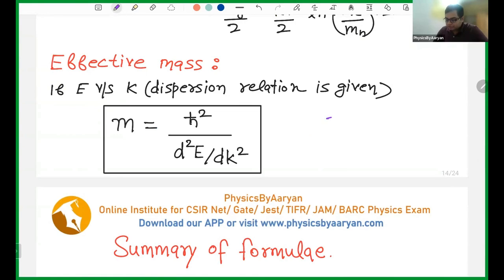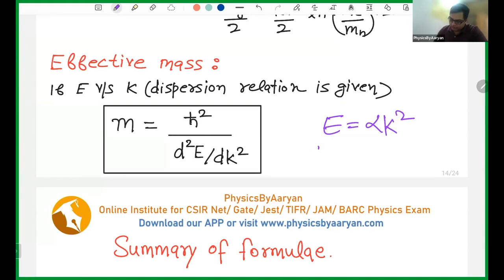You will be given some dispersion relation. For example, energy is equal to alpha k square. Dispersion relation is a relation between energy and k. I have discussed this in the lecture on quantum statistics. You can watch that lecture. So if the dispersion relation is given, using it you can find the mass of the electron or the mass of the proton using this formula, where h cut square.